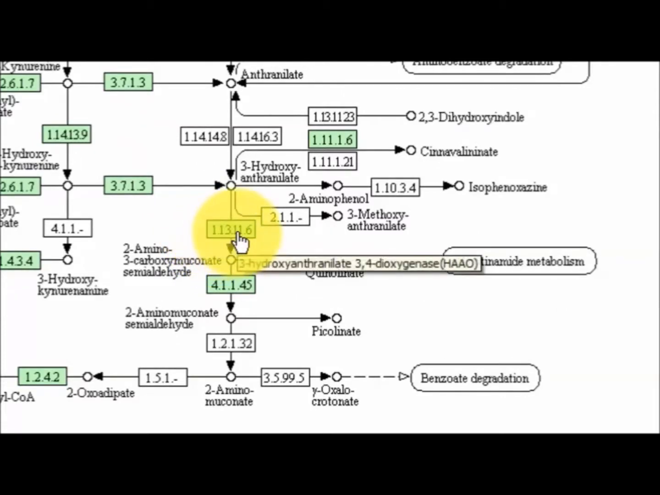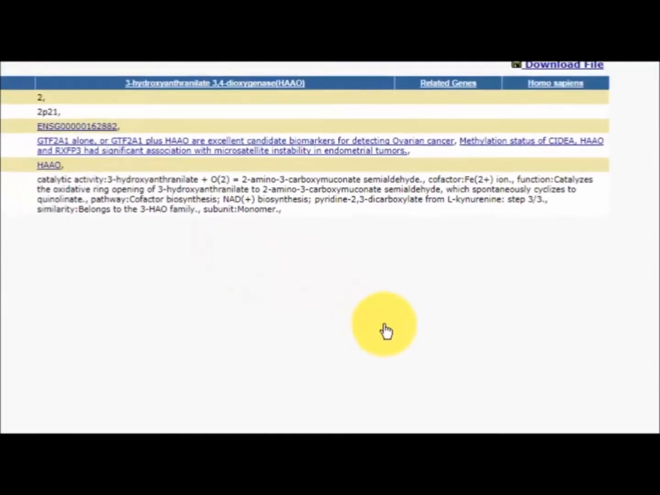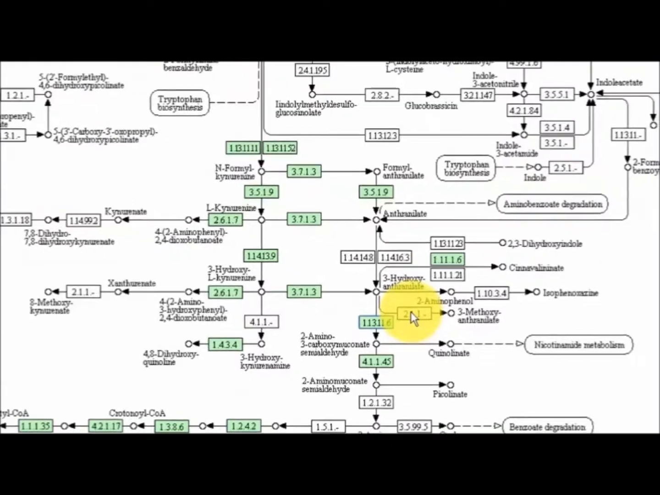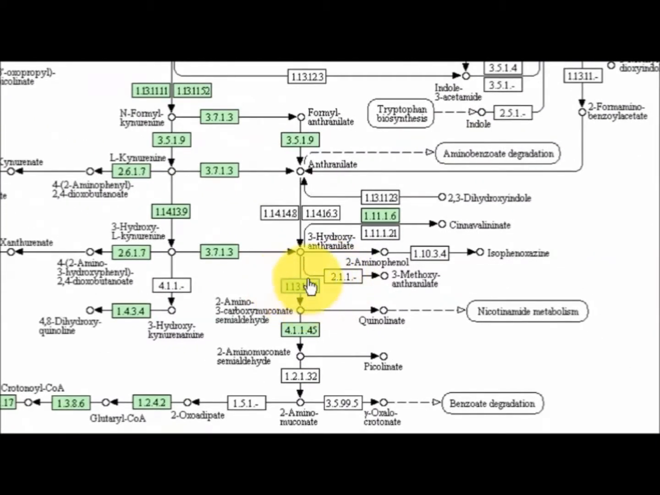Now, we can find out more about that gene just by mousing over, and that's 3-hydroxyanthranilate 3,4-dioxygenase, the HAAO. If I click on this, it'll give me more information about that protein, and about that particular gene. One thing we can also do is, this tells us something about the KEGG pathway.